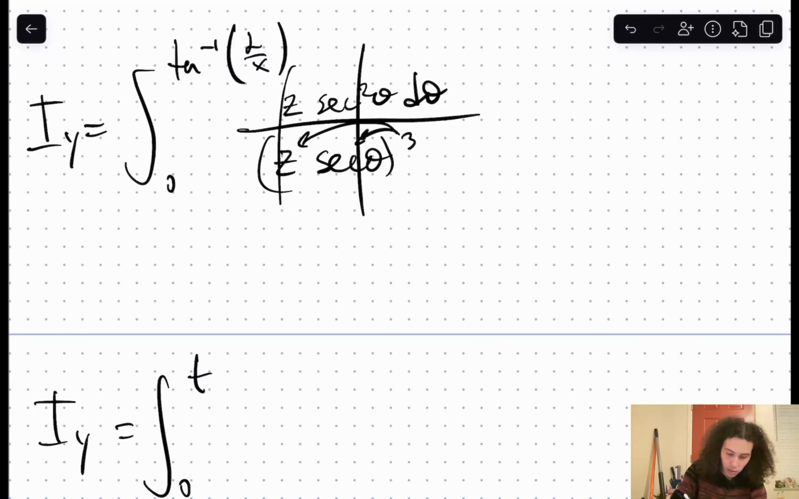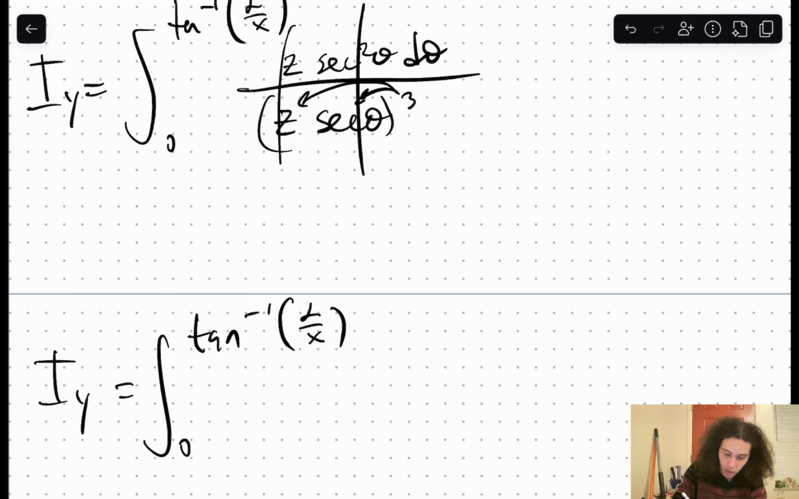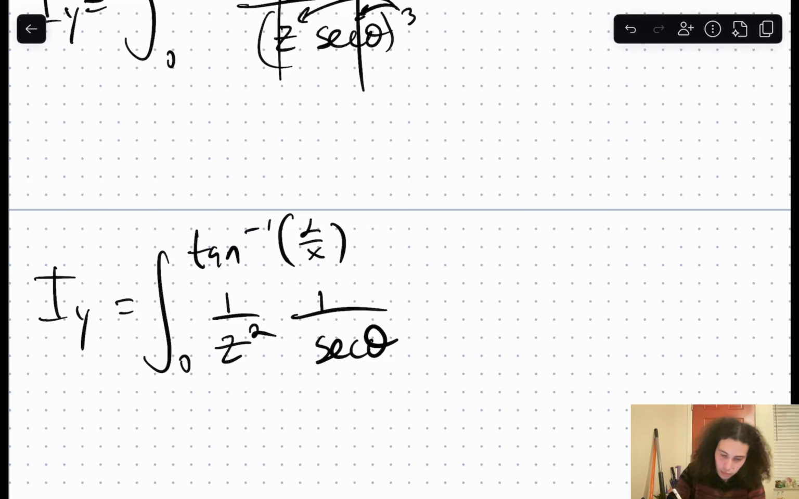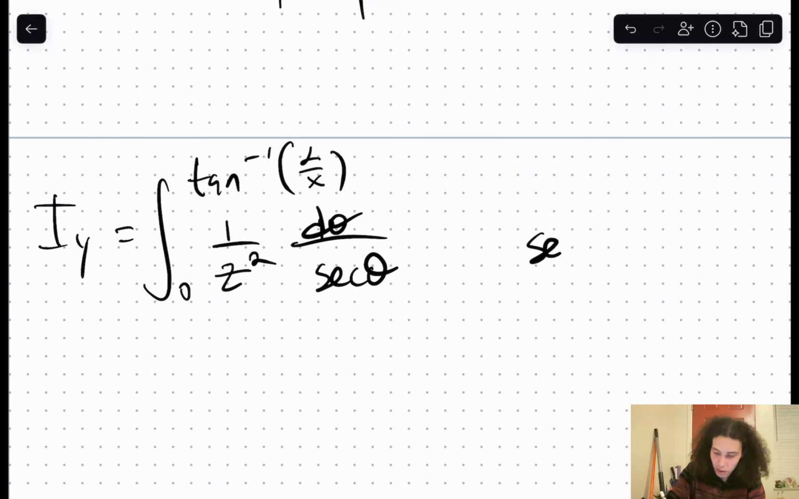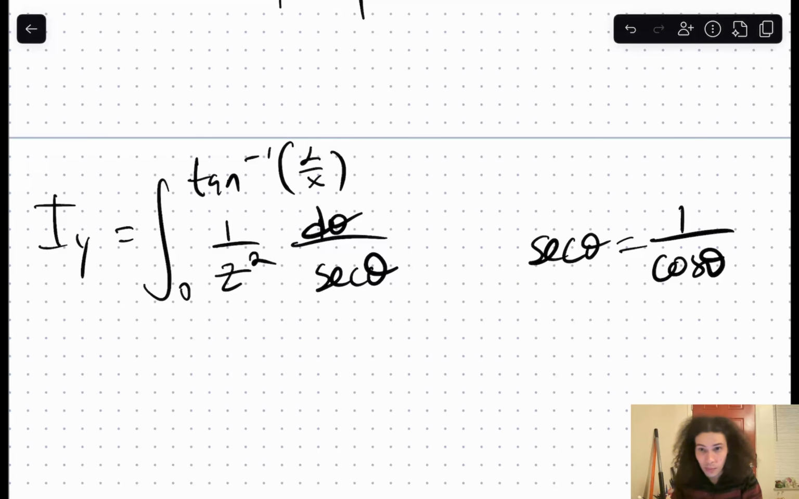Iy, integral from 0 to inverse tangent of L over x. You end up with 1 over z squared, secant squared over secant to the power 3. Now you have 1 over secant theta, d theta, which doesn't cancel. Now we employ this identity: secant theta is equal to 1 over cosine theta.